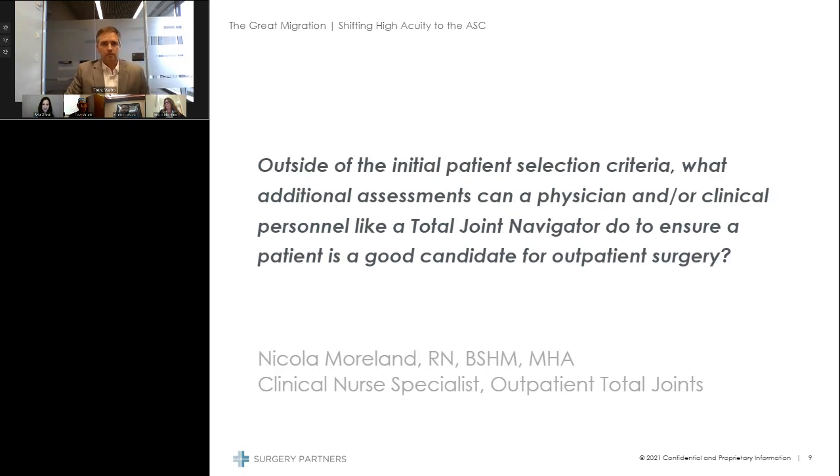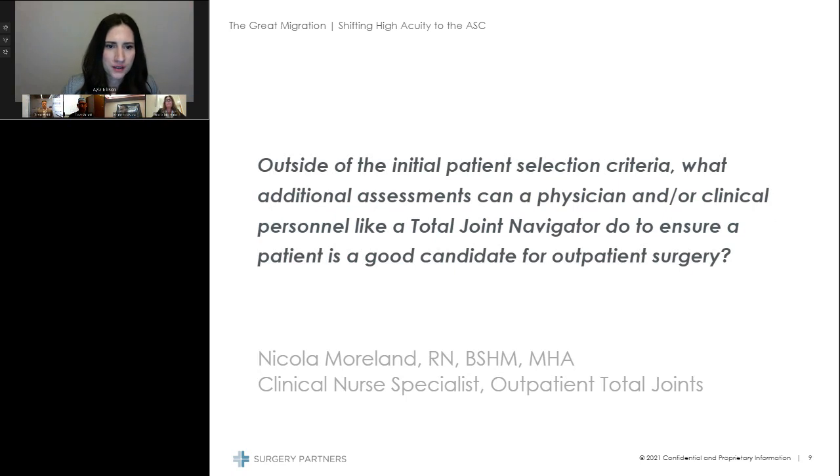And our next question that we're going to move on to today is for Nicola. Outside of the initial patient selection criteria, what additional assessments can a physician and/or clinical personnel like a total joint navigator do to ensure a patient is a good candidate for outpatient surgery?